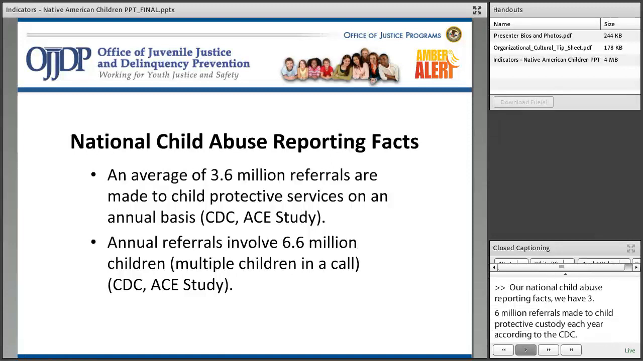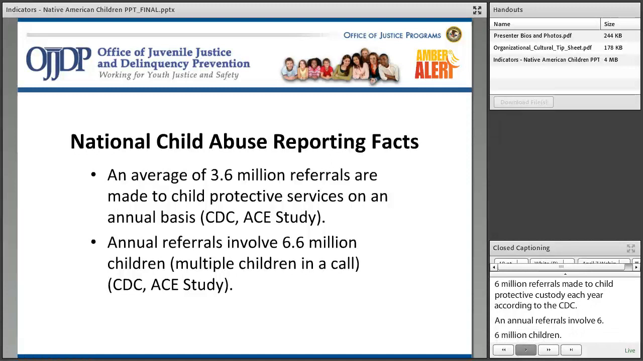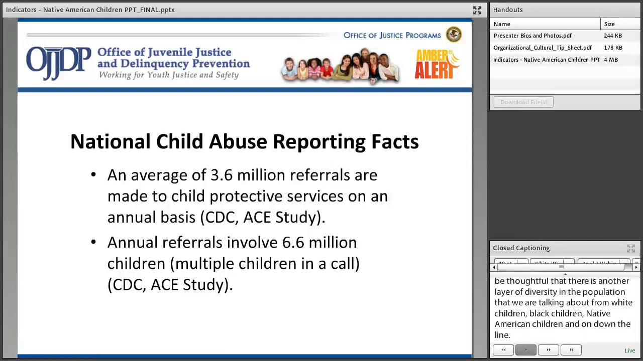Of course, the referrals involve, in some cases, more than one child, so that's why you have that increase there. But I think it's really important that, when we're talking about national child abuse reporting stats, and we look at the high numbers of referrals and cases involving children, we really need to be thoughtful that there's another layer of diversity in the population that we're talking about, from white children, black children, Native American children, and on down the line. So the whole population that we're looking at right now is astonishing. However, when you compare that to the number of Native Americans throughout the United States, we're just a small fraction of that. But still, the problem of child abuse is quite significant.